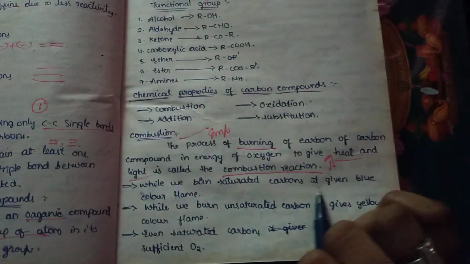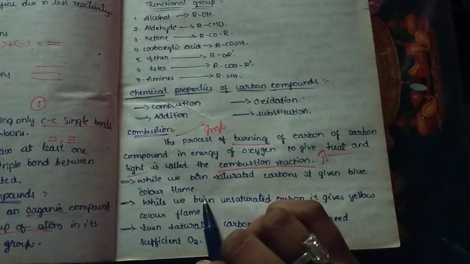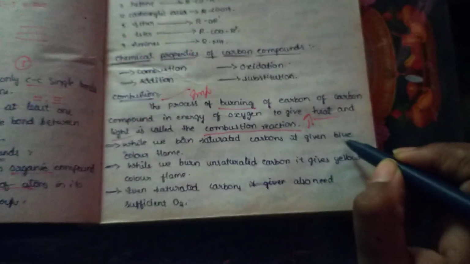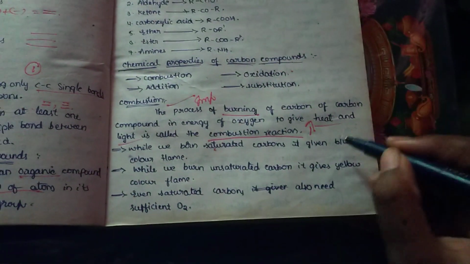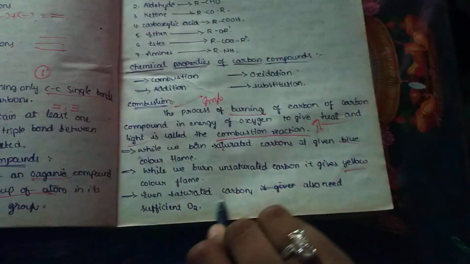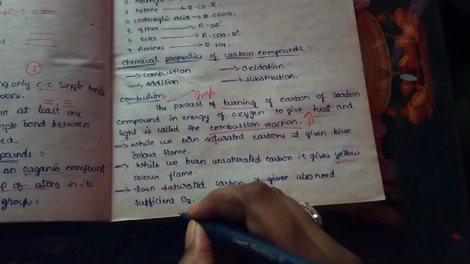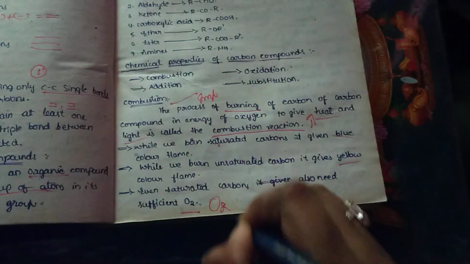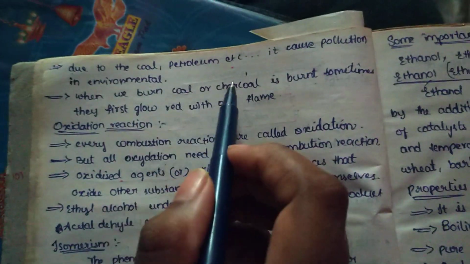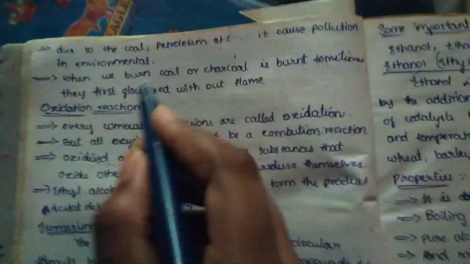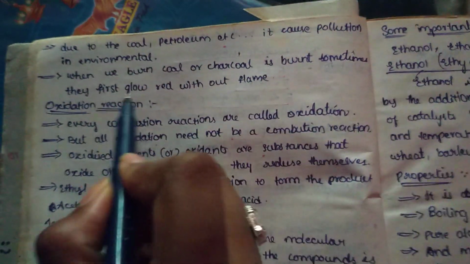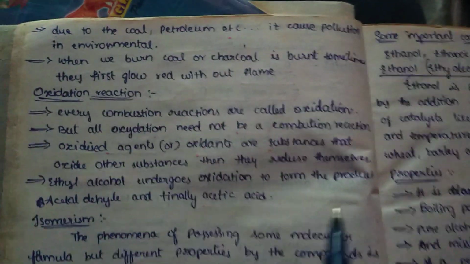When saturated carbons are burned, they give a blue flame. While burning, we can also get a yellow flame. Even saturated carbons need sufficient O2. For burning anything, we need O2, right? So saturated carbons also need sufficient O2 for burning. And next topic, coal and petroleum cause pollution in the environment. When we burn coal or charcoal, sometimes it glows red without a flame. So it is very dangerous to nature.